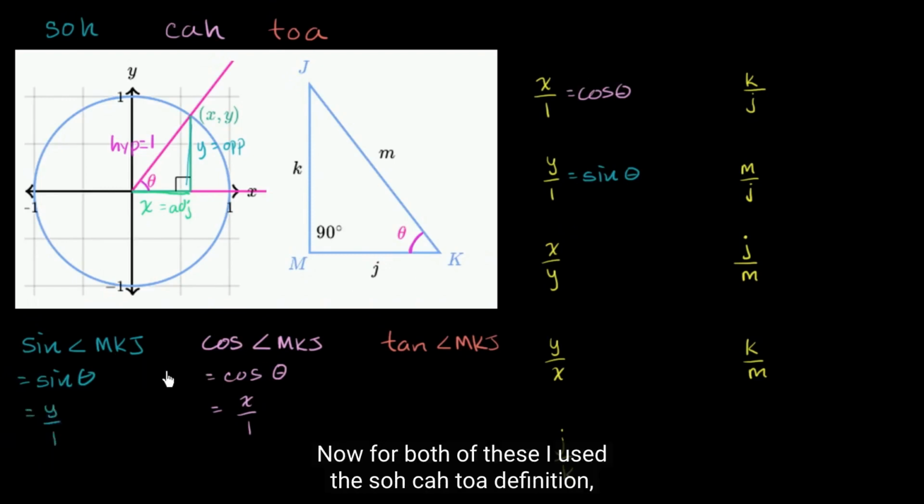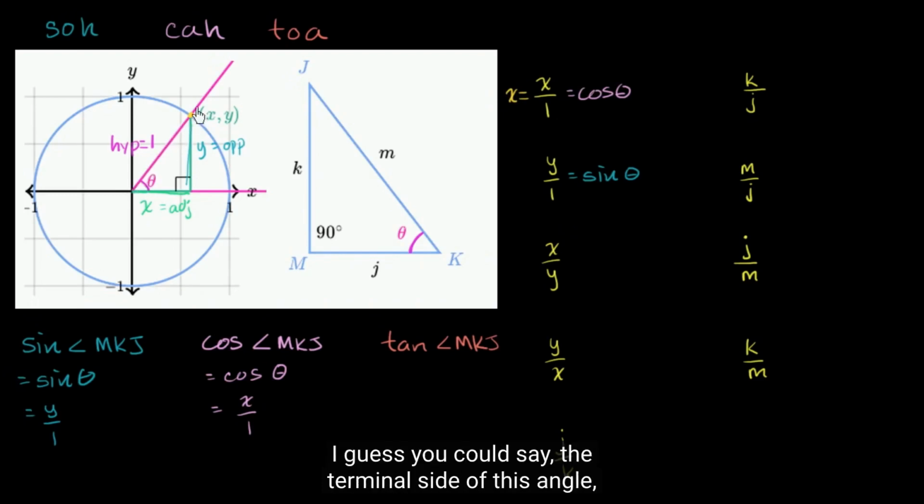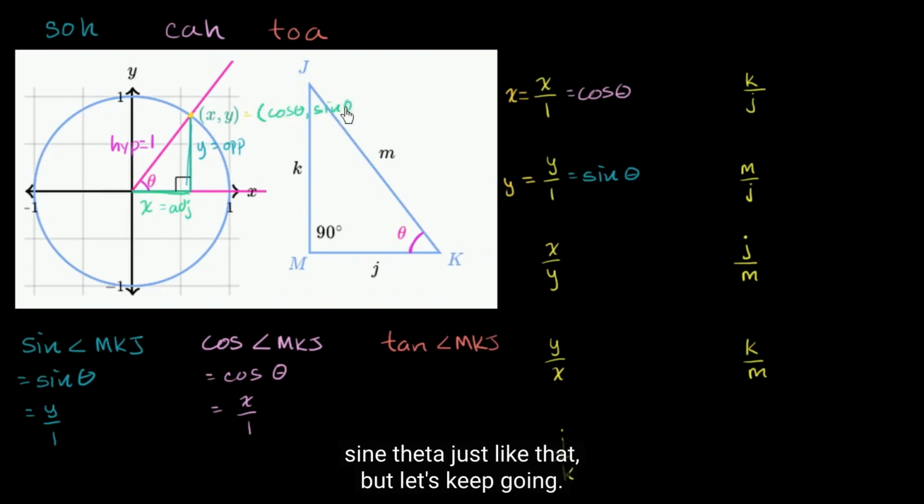For both of these, I used the SOHCAHTOA definition, but we could have also used the unit circle definition. X over 1 is the same thing as x. And the unit circle definition says the x-coordinate of where the terminal side of this angle, this ray right over here, intersects the unit circle is, by definition, the cosine of this angle. And the y-coordinate is equal to the sine of this angle. Instead of x comma y, we could have written this as cosine of theta, sine of theta, just like that.